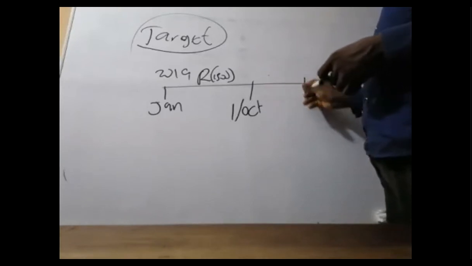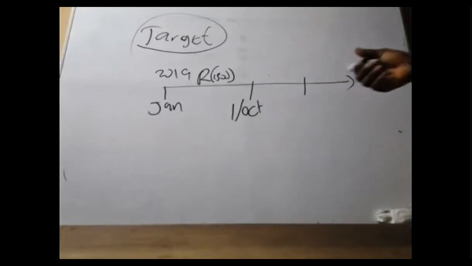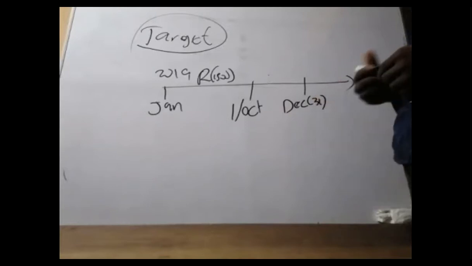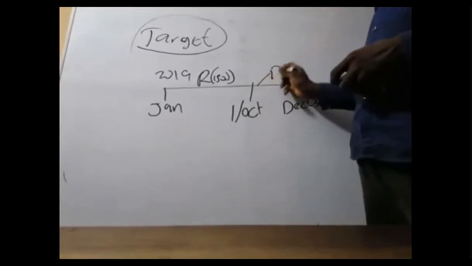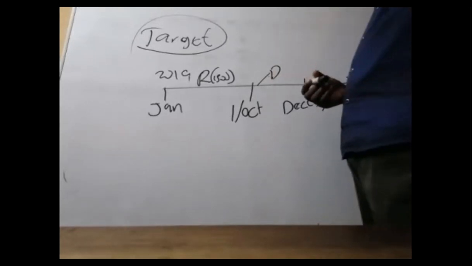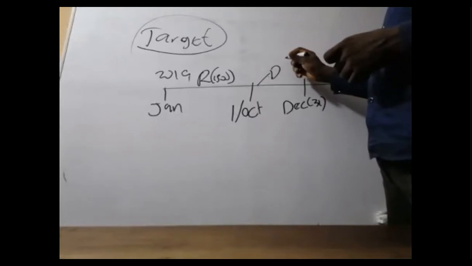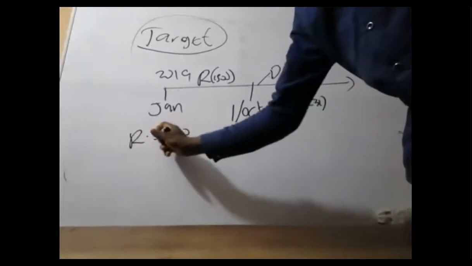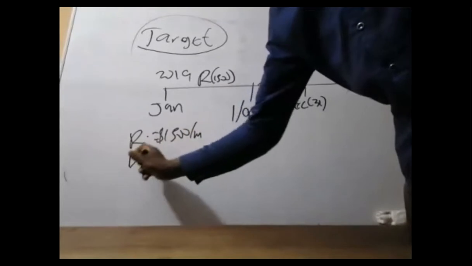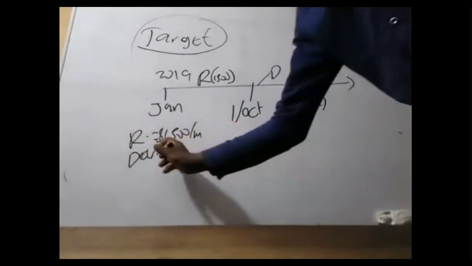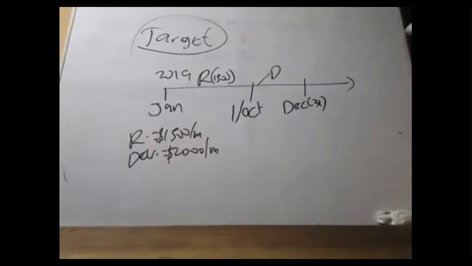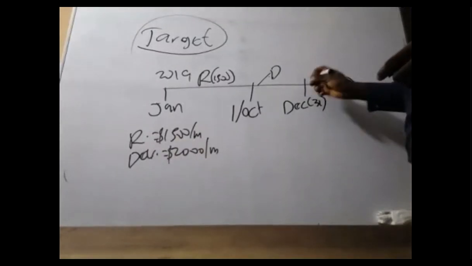And we finished it the next year. Let's assume that we finish it on 31st December. But for development cost, at that stage, we spent $2,000 per month. So research is equal to $1,500 per month, and at the development stage, we spent $2,000 per month. That is the development stage. Okay, full stop.